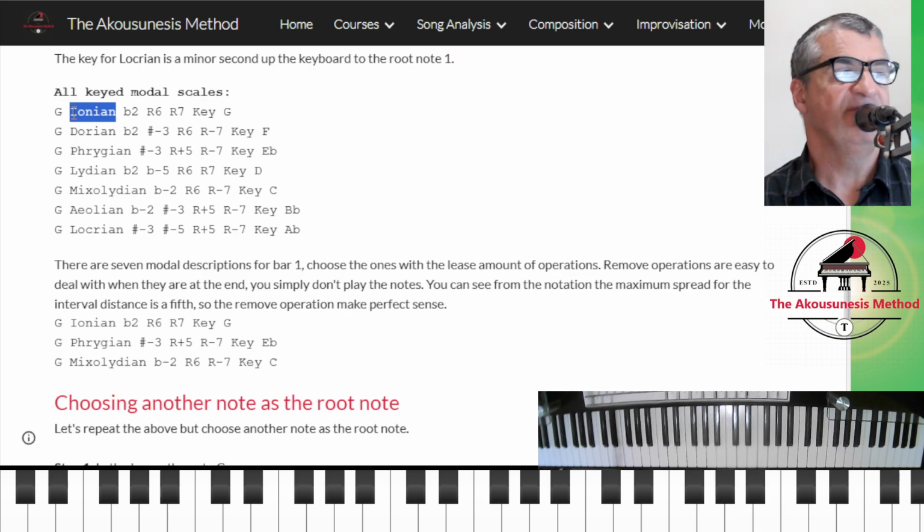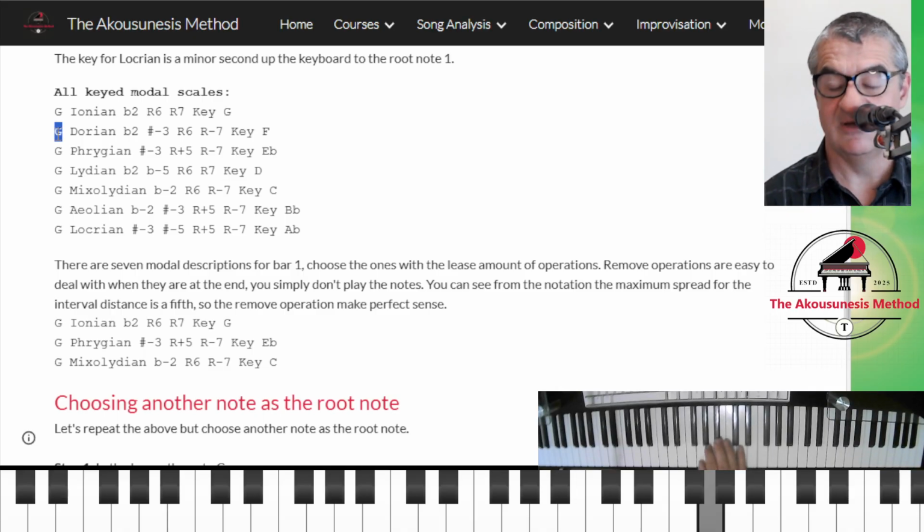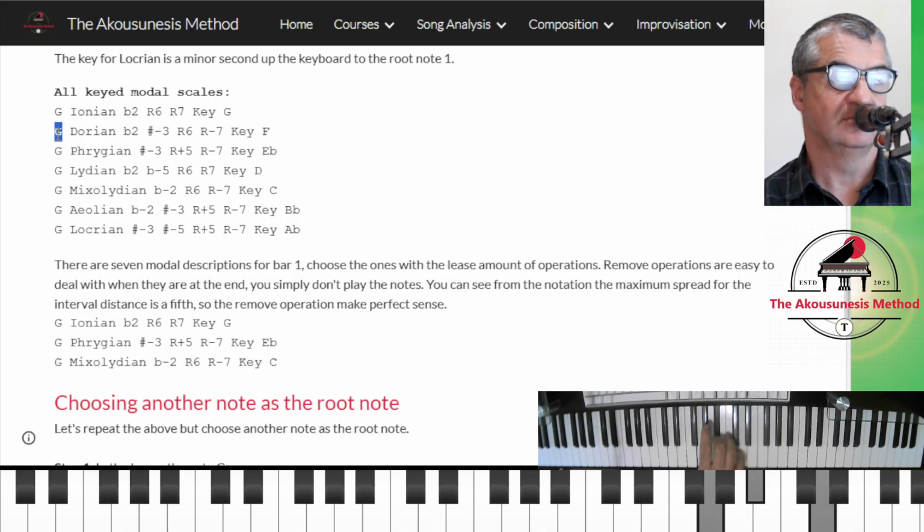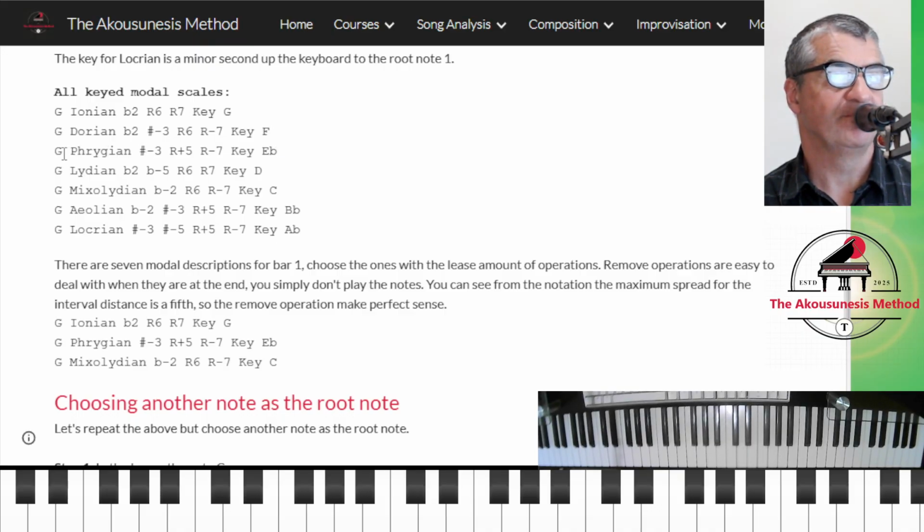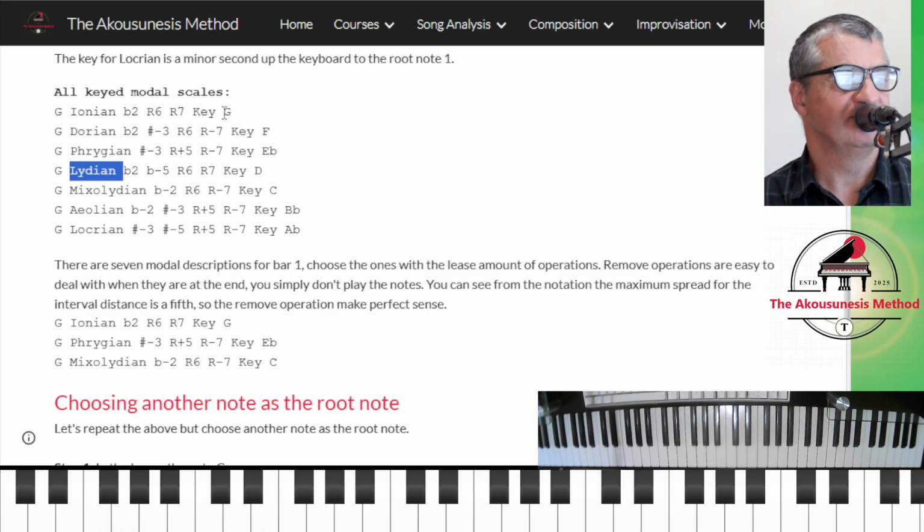Right? If we decide we want to be in the key of F and have it as a Dorian, well, G Dorian is a G minor. It's going to be a minor. Right? If it's going to be in Phrygian, it's going to be the key of E flat. Right? So we can now have a choice. So which key will we choose?